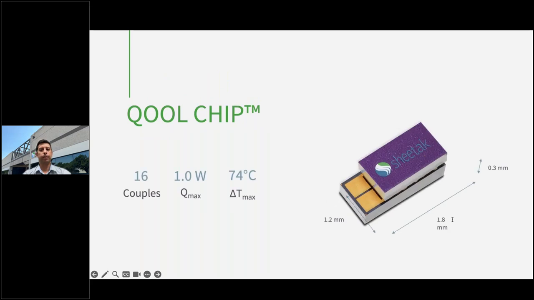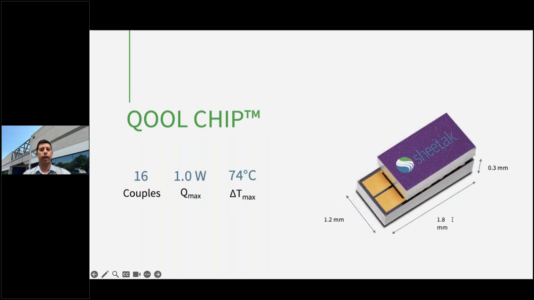Our CoolChip is 1.2 by 1.8 millimeters and only 0.3 millimeters thick, with 16 thermoelectric couples. It offers a Qmax of over 1 watt at 25 degrees C, and a delta T of 74 C. Optionally, we can add the top lid for heat spreading, or design a flip chip implementation to bond directly to the device that needs cooling for an even smaller footprint.